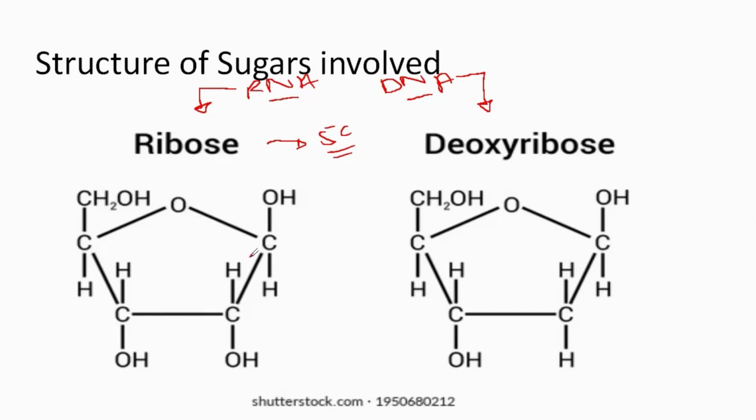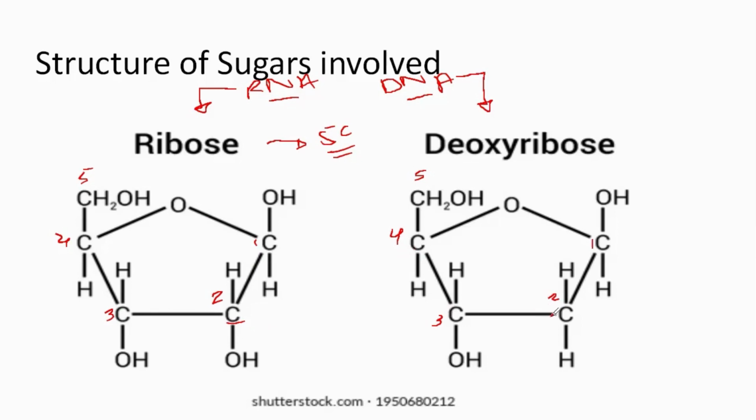So let's start numbering them. I'll begin with the extreme right side. This one is C1, C2, C3, C4, and this one over here is C5. Again, I'm going to do the same with the deoxyribose over here, C1, C2, C3, C4, and C5.